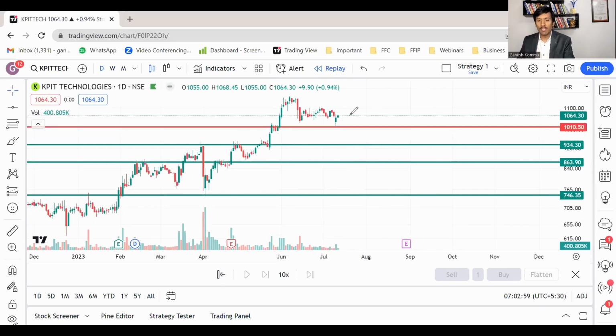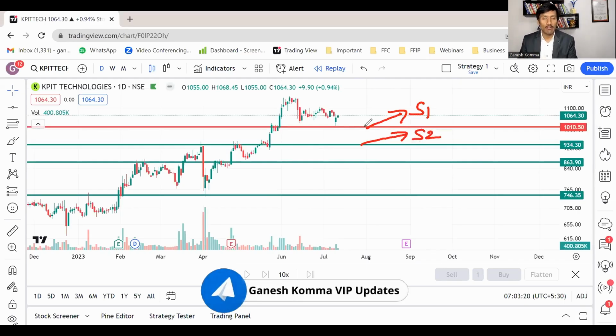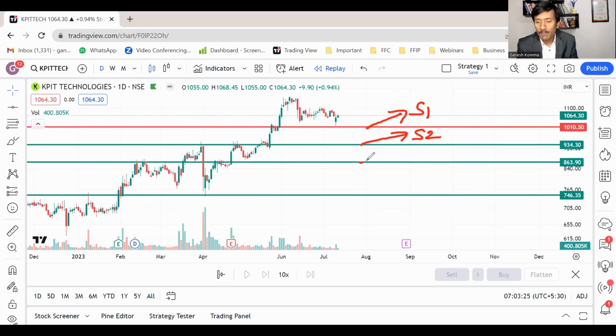So what do you observe here? Right now, if I want to define my stop losses, this is your first support level. Here I have to observe whether the stock is falling below 1010, and the second stop loss for it is 934. You have defined your support levels, and the third support level will be S3.